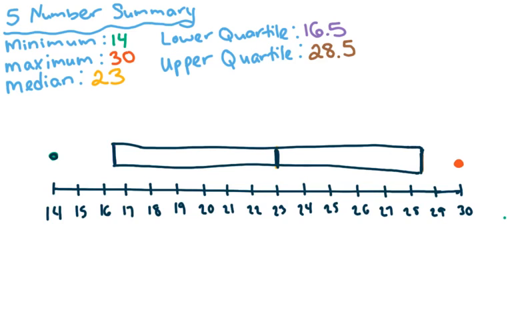And then the minimum and maximum connect to make what some people call the whiskers. This is sometimes referred to as a box and whisker plot. And there you have it. You've created a box plot.